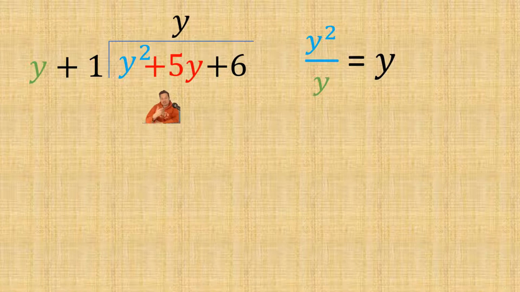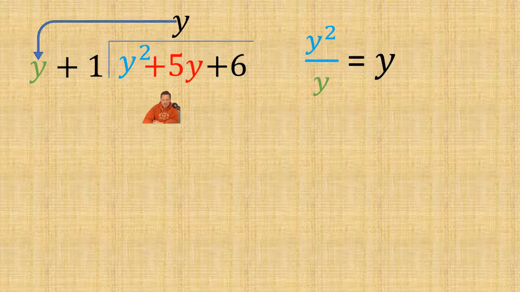Then how do you continue? Well, now you start multiplying the other way and subtracting. So you're going to have the following. That y in black times the y in green is going to give you that y squared in brown. And then the y in black times the 1 in black is going to give you that, say, plus 1y in blue.